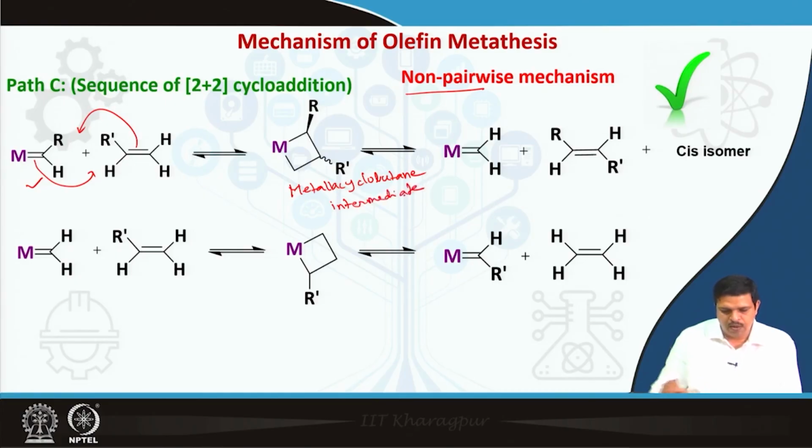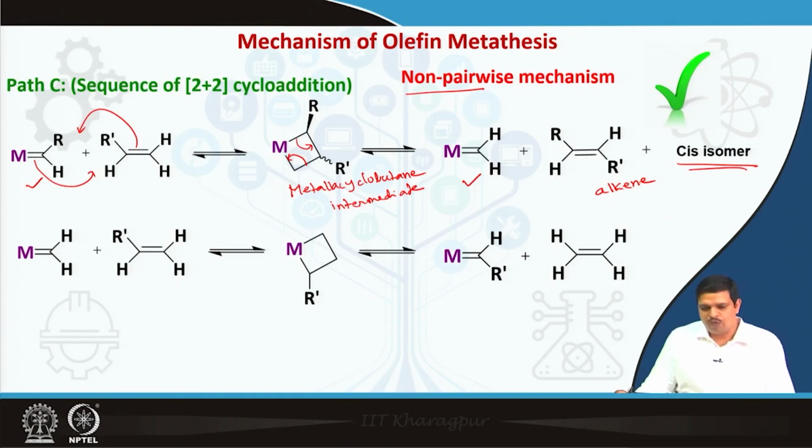Then the bond breaks, just the reverse of how it was formed. How does it work? The bond formation was in this direction, so now the bond breaking will be in the opposite direction, and you will get this new metal-carbene, and this is your new alkene. Similarly, cis isomers can also be formed.